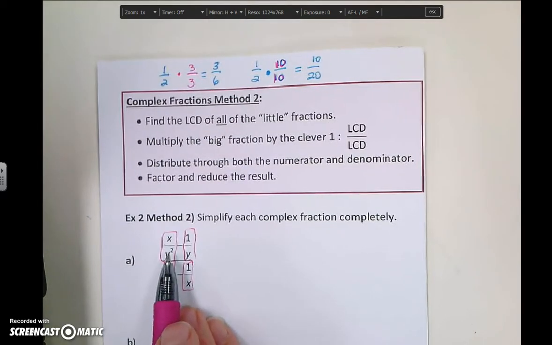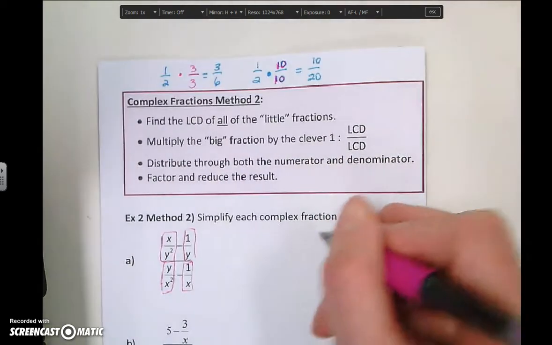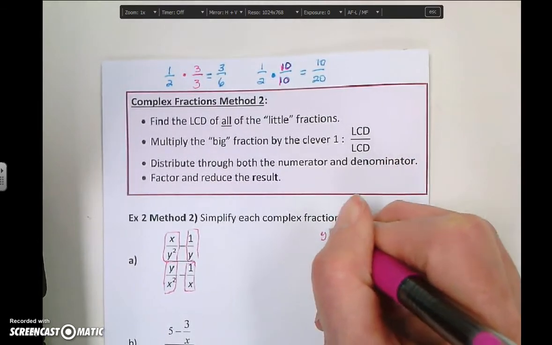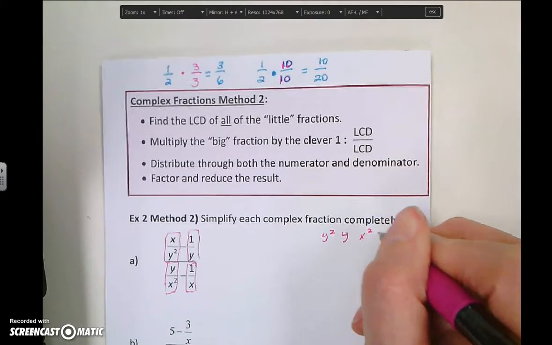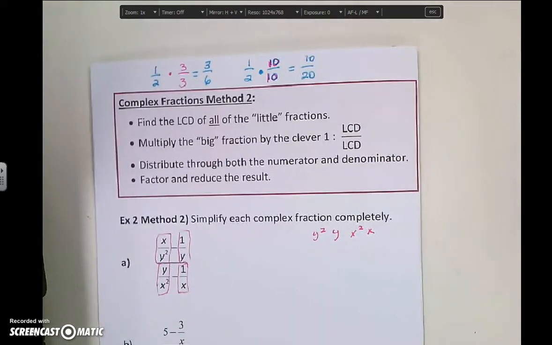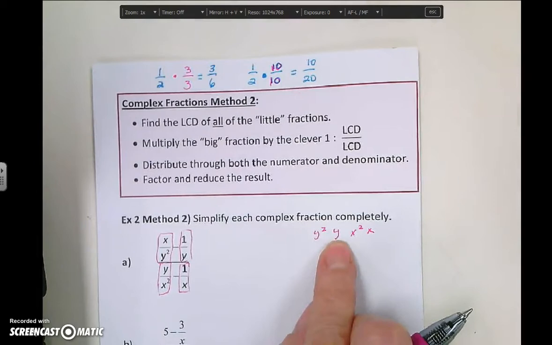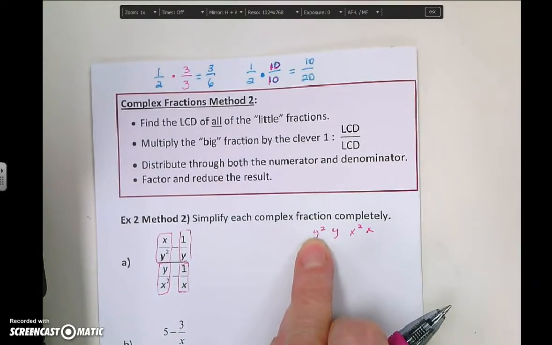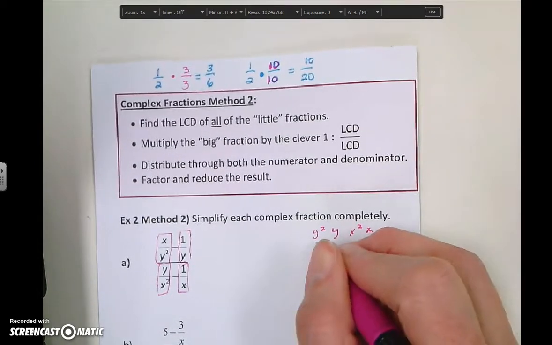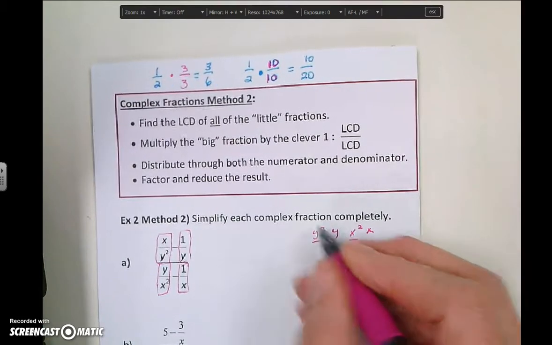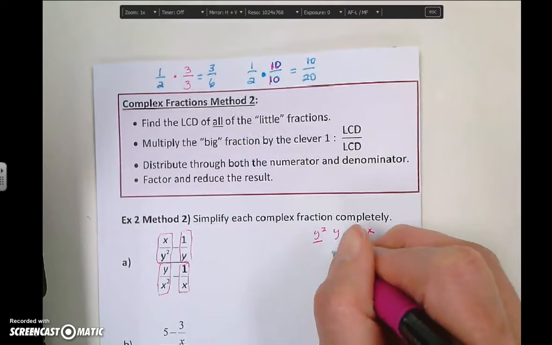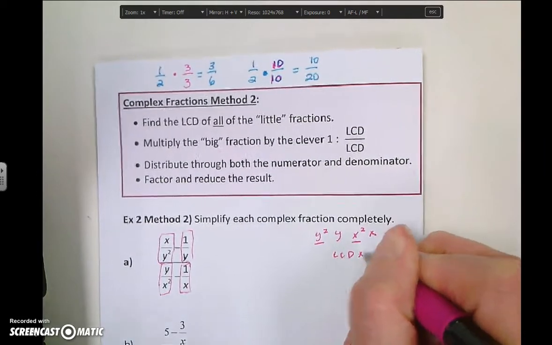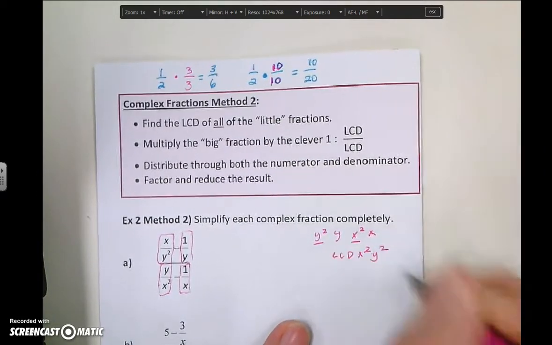So if I come down here, I have a y squared. I'll just kind of write it here. I have a y squared, I have a y, I have an x squared, and I have an x. So my LCD for y squared and y would be the higher exponent, so y squared. And for the x squared and x, it's going to be the x squared. So I want it for all of them though. So this LCD is going to be x squared, y squared.